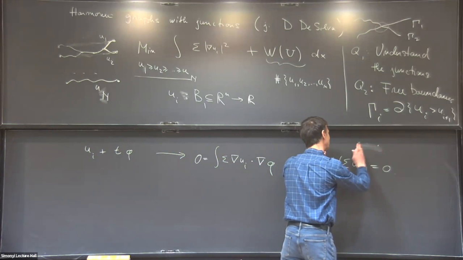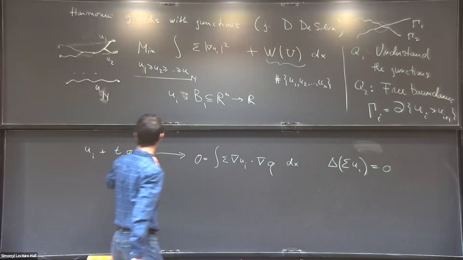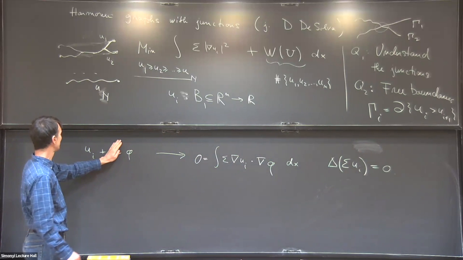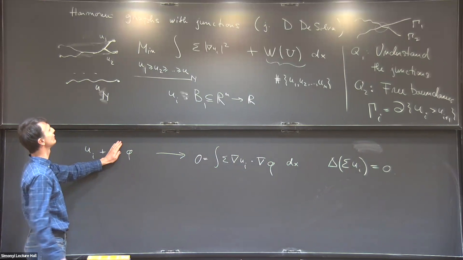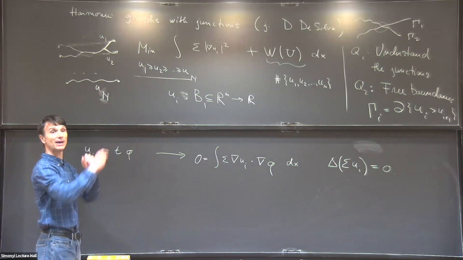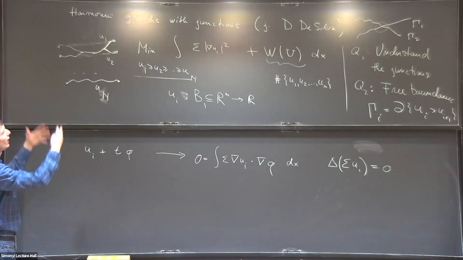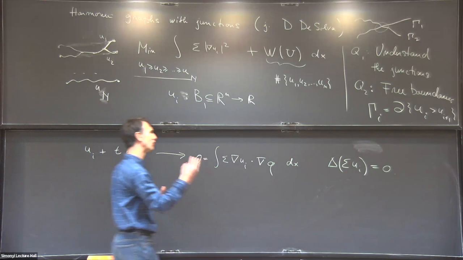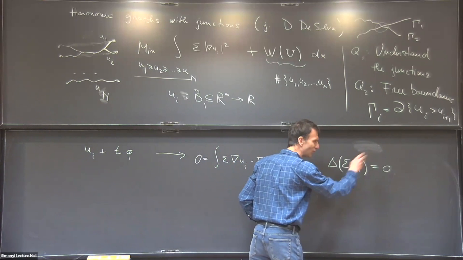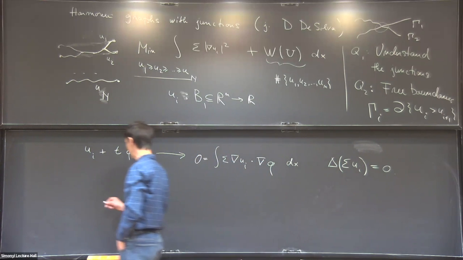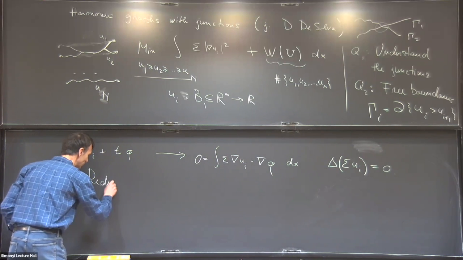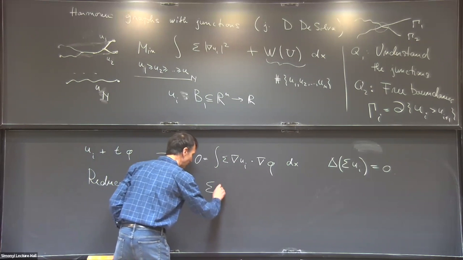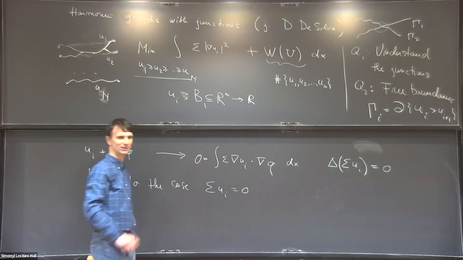Actually, let me say one more thing. If somebody tells me that the function phi is harmonic, and I subtract the same harmonic function from the ui, the energy just changes by a constant. So the whole problem is invariant under additions of harmonic functions. Because of that, you can subtract the average from all of them and reduce to the case where the sum of the ui is equal to 0 to start.